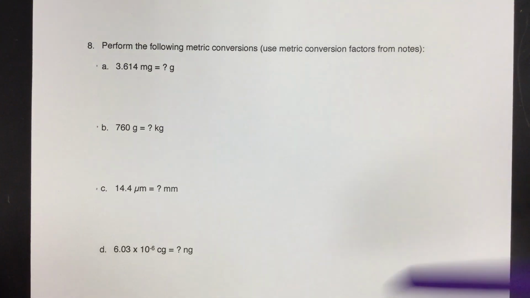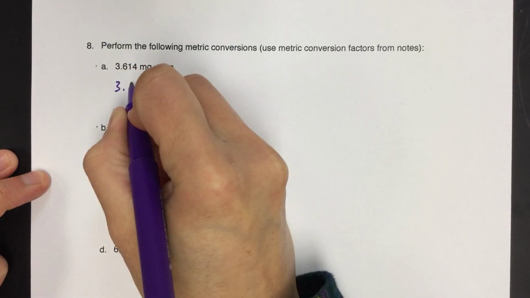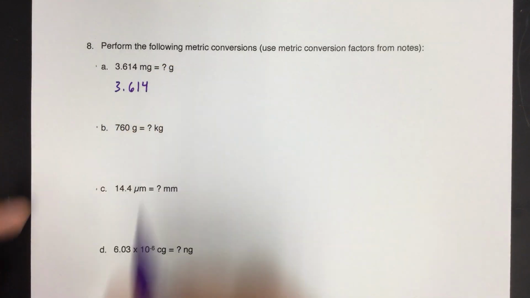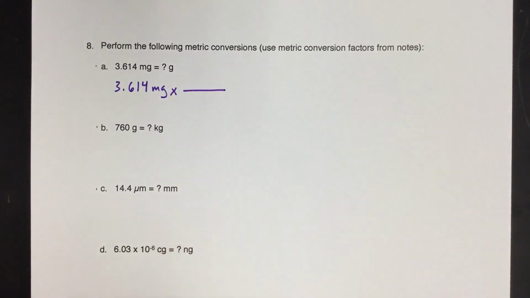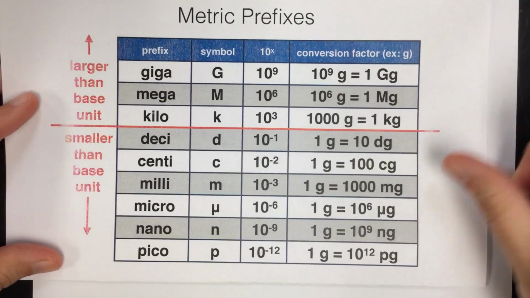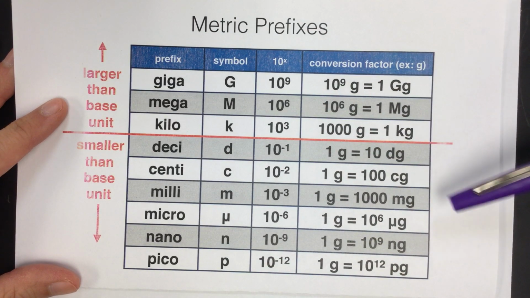This is number 8. We'll go through a few of these, starting with 8a, which is 3.614 milligrams, converting that to grams. Again, this is just like dimensional analysis. We want to convert to grams, and we're starting with a different unit, milligrams. So we start with milligrams, and to convert to grams we use a conversion factor. You either know how many milligrams are in a gram, or you can use your sheet. You will not be able to use this on a test, so you do have to memorize this eventually, but you can use it for your practice packet.